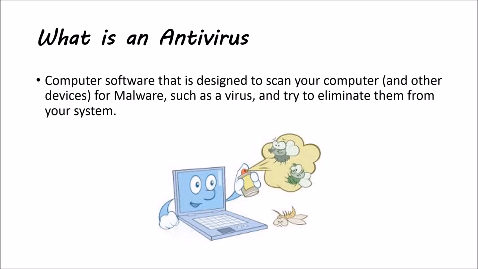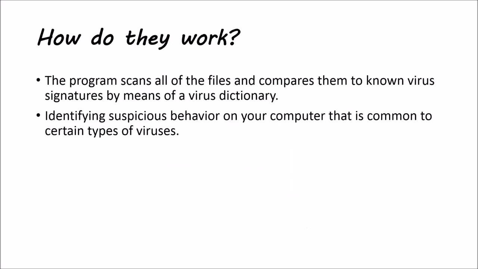Now, it does occur occasionally that they can't get rid of them, but usually if that happens, it'll still try to do its best to quarantine it where it can't infect the computer anymore. So how do they work? Well, the program scans all of the files and compares them to a known virus signature by means of a virus dictionary. So a computer virus or malware has a certain signature, kind of like a footprint that it leaves behind. So it scans your computer and looks for these footprints, and if it can make a match, it'll say, oh, this looks like a virus.